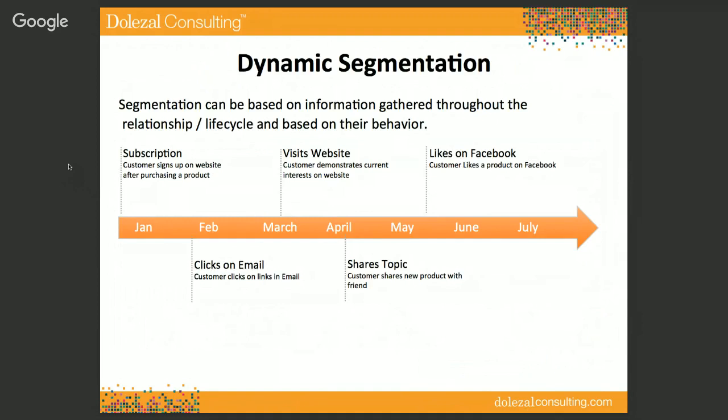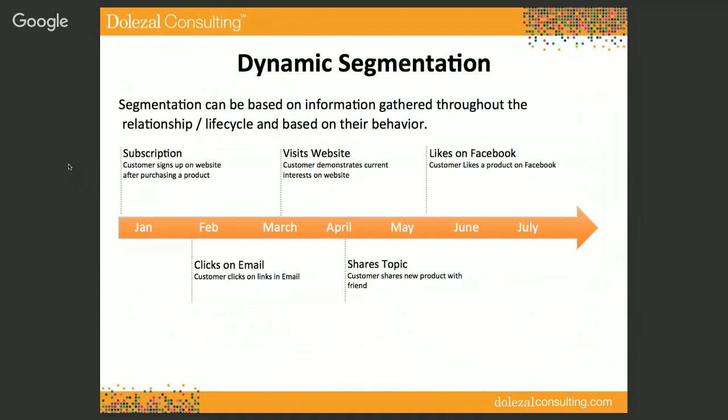They may be people who've signed up via an offer or an opportunity on your website. Perhaps they've downloaded something, but that's all you know about them. You know one little thing that they were interested in. So one of the models that we use in email marketing is dynamic segmentation.